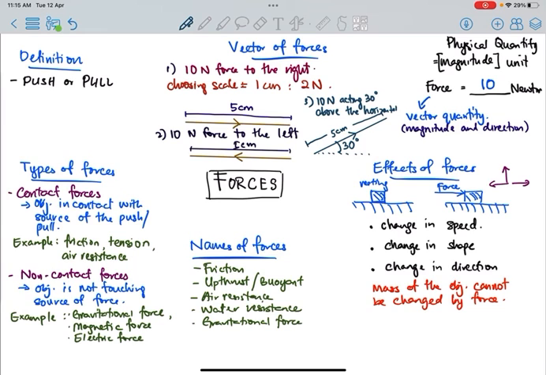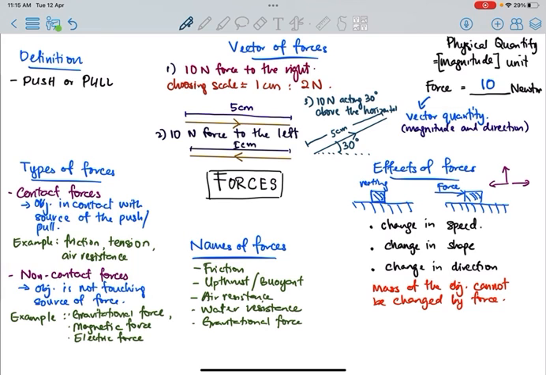And also, how can we visualize forces? It means that in terms of vectors. That means by drawing lines and arrows, where the length of the line will represent the magnitude of the force and the arrow represents the direction.